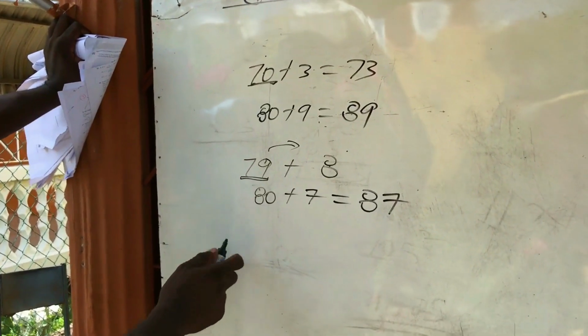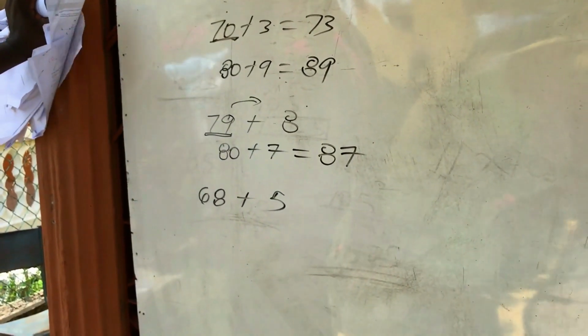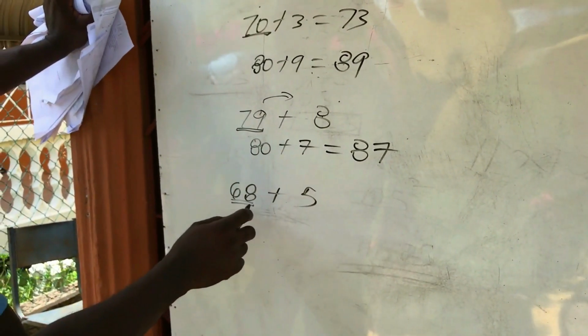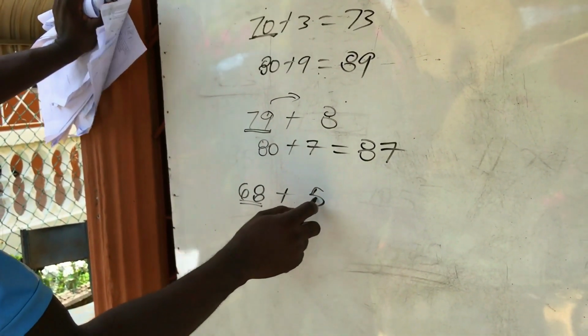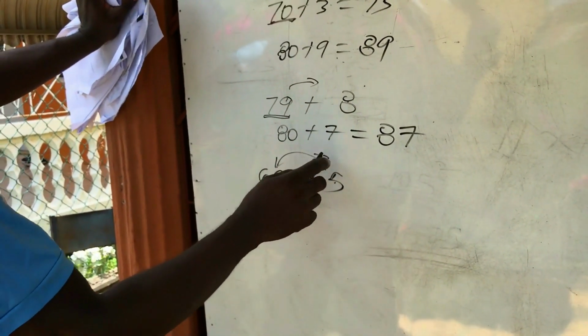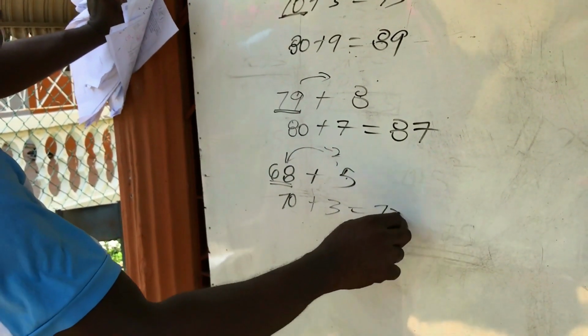So you simply say 80 plus 7 gives 87. Now what if you have like 68 plus, say, 5? Now again, you do the same thing. You round up the 68 to 70. So we want 2 from the 5 to put on the 68 to give us 70. So you'll have removed 2 here, leaving us with 3. So now it's 70 plus 3, that gives us 73.